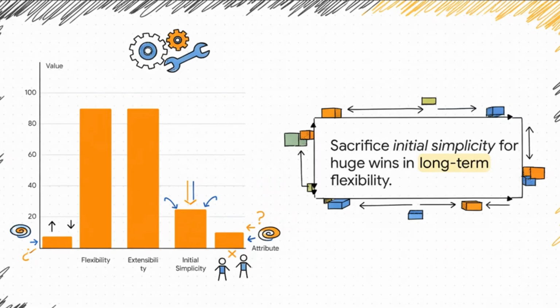And this chart really sums up that central trade-off perfectly. You're basically sacrificing a little bit of initial simplicity. I mean, it is more work to set this up than just typing new, but in return, you get these huge wins in long-term flexibility and extensibility. For any system that you expect to grow and change, that is a fantastic investment.